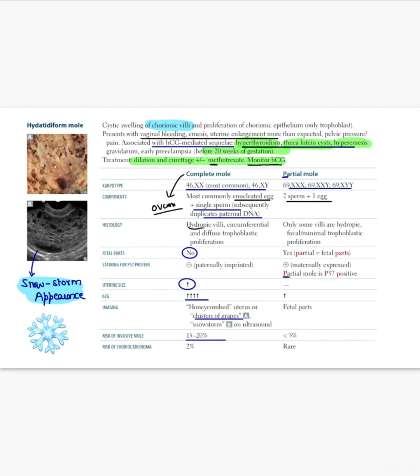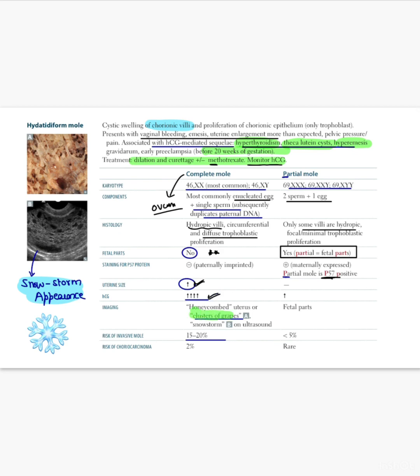So see, in the complete mole you will have hydropic villi and diffuse proliferation. In the partial mole only some villi are hydropic. In the complete mole there is no fetus. Fetal parts are absent, so the villi have proliferated extensively. In the partial mole there are partial fetal parts. Remember partial mole, p57 positive, PPP. Uterus size is more in the complete mole, and beta hCG will be higher in the complete mole.